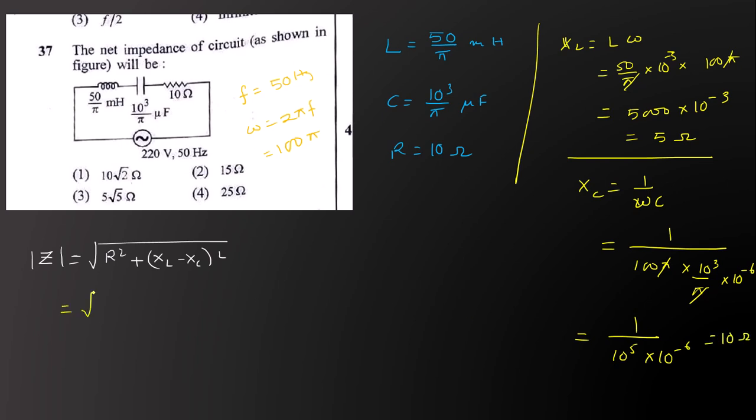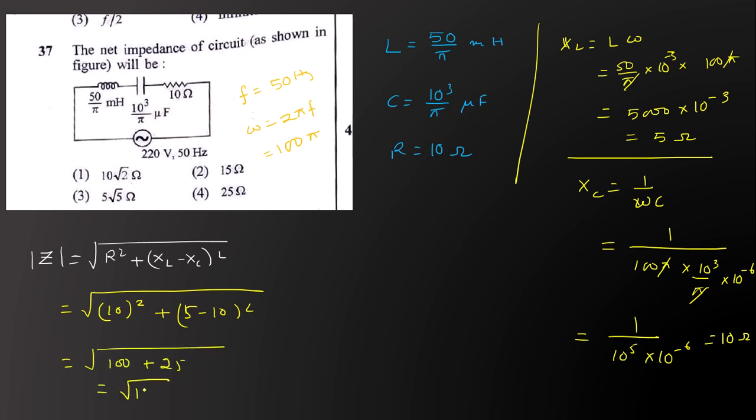Let me put all the values here. So this will be equal to 10 square, then 5 minus 10 whole square. So 100 plus 25, it will be equal to 125. So the answer will be equal to 5 square root of 5. Option 3. Let's move on.